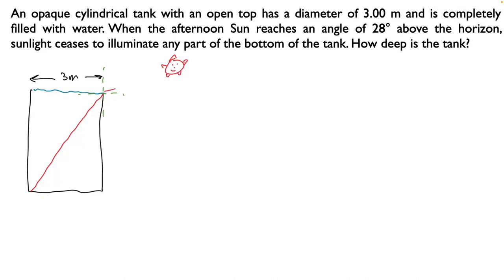and the ray coming from the sun gets bent. But they're telling me that the angle above the horizon is 28 degrees. Is that the angle we need? No. We need the angle to the normal. So what angle are we going to use? 90 minus 28, which is 62.